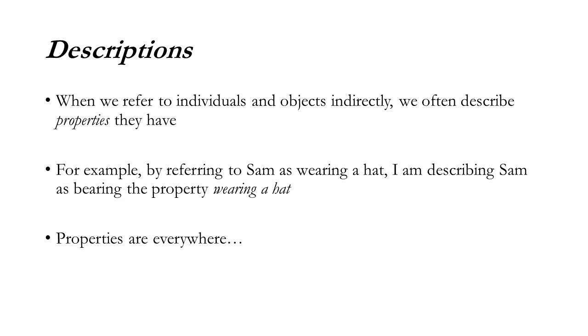Now, when we refer to individuals and objects indirectly, we often describe them using properties they have. For example, by referring to Sam as wearing a hat, I'm describing Sam as bearing the property wearing a hat. I'm going to use italics to indicate that I'm talking about properties in many cases. Hopefully context will decide. Now, properties, generally speaking, are everywhere.